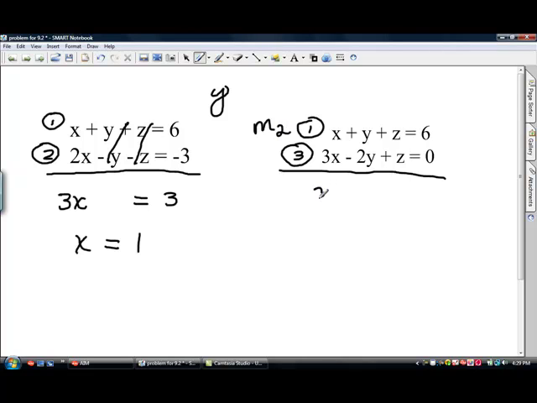So I would end up with 2x up there, and 2y, and 2z, and 12.